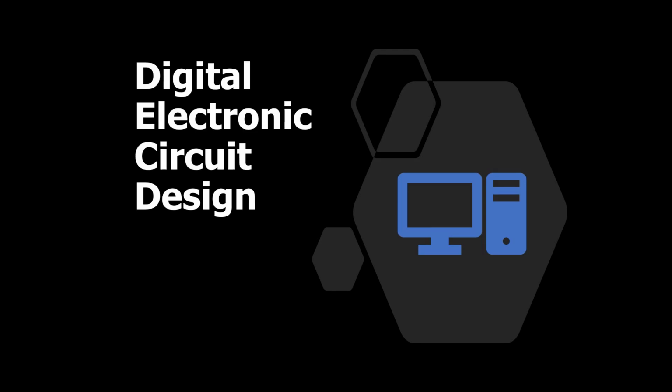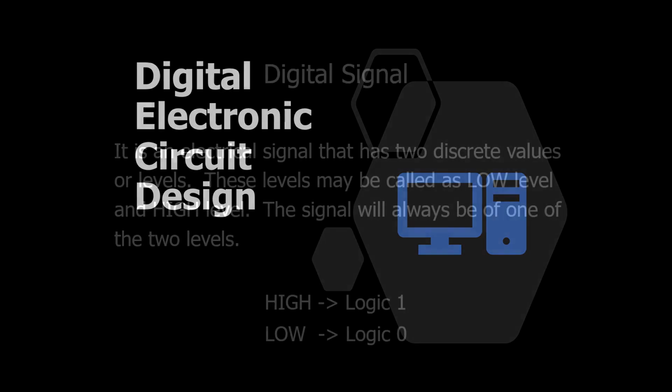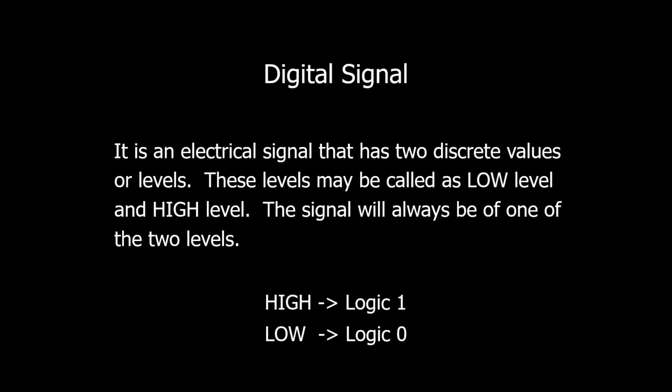Hi all, today we'll look at digital electronic circuit design. In that, first of all, let's see what is a digital signal. It's an electrical signal that has two discrete values or levels. So these two levels can be called the low level and the high level. At any given time, the digital signal will always be one of these two levels.